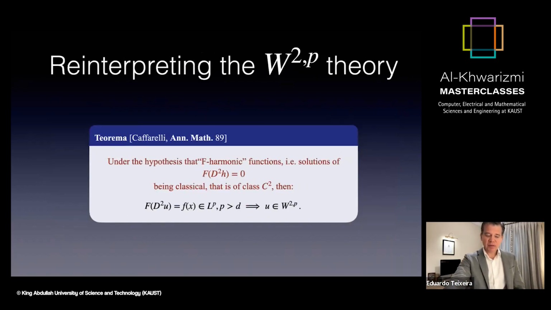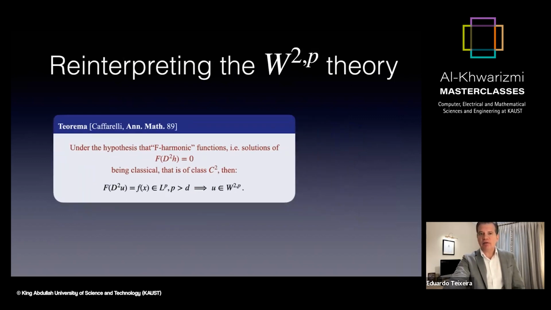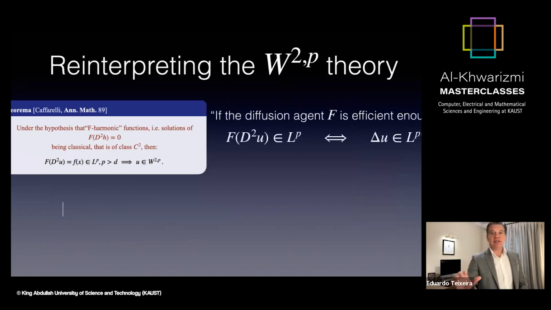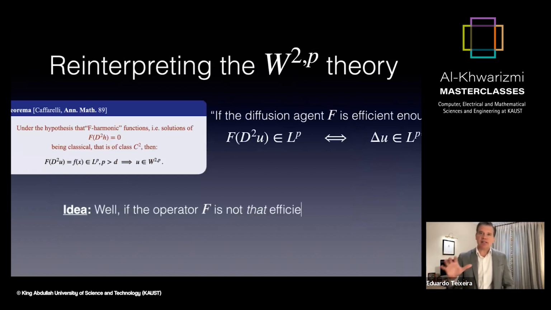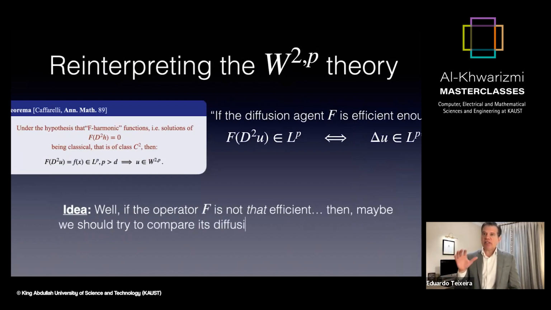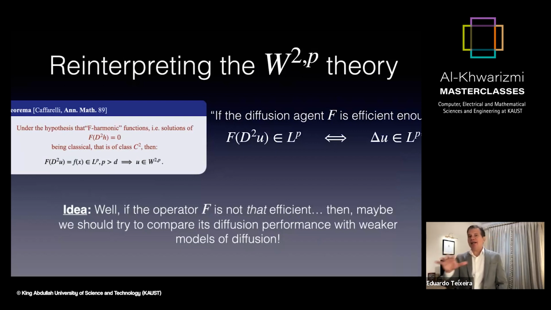Okay. So one way to reinterpret the W^{2,p} regularity theory of Caffarelli is saying the following: if the diffusion agent F is efficient enough, then you have this duality. If you have a function that satisfies F(D²u) is an L^p function, then this is equivalent, because of W^{2,p} potential theory for the Laplacian, to saying that the Laplacian of u is in L^p.